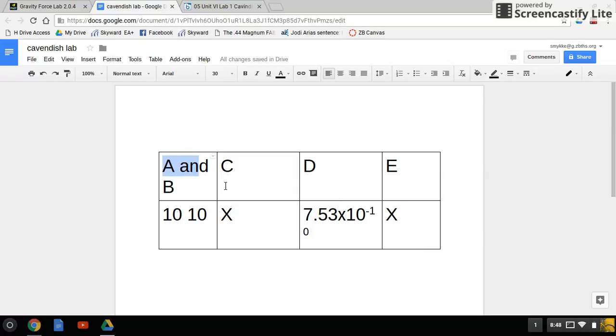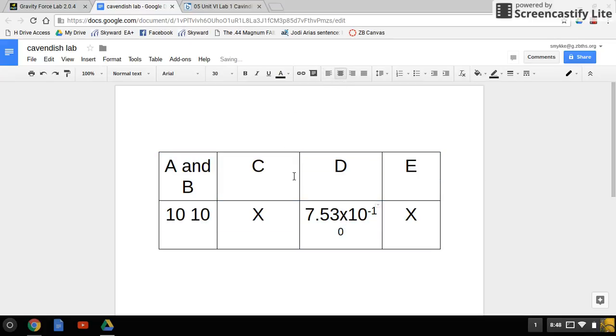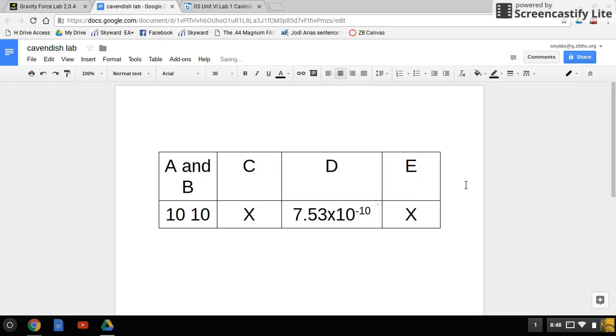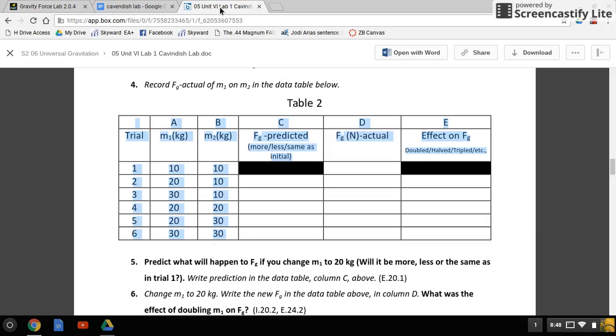There we go. And we'll just send it, so there. Now that should kind of look like yours. Okay? So now what we're going to do is it's asking you to make a prediction.